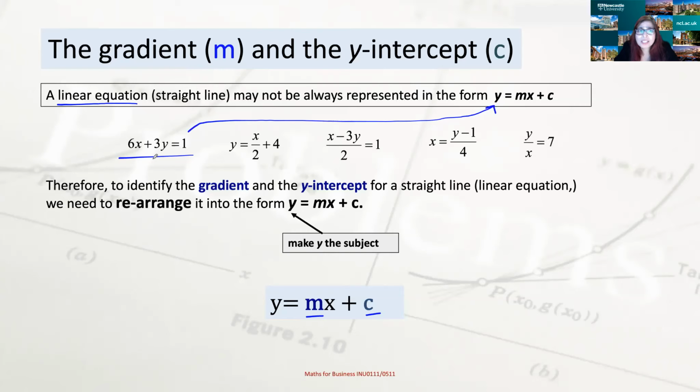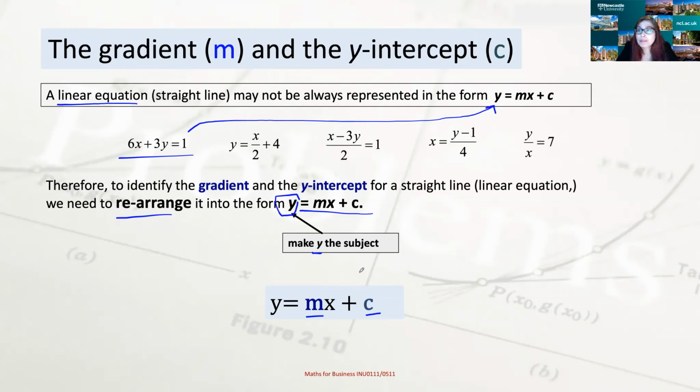Why make mistakes when it is so easy to rearrange and put it in this form where y is the subject? We will see what subject means. I think you've done it in school, but we'll see that. So why make mistakes? Just rearrange in one step. y is equal to mx plus c. y is the subject. y is on the left-hand side. You have the rest on this side.